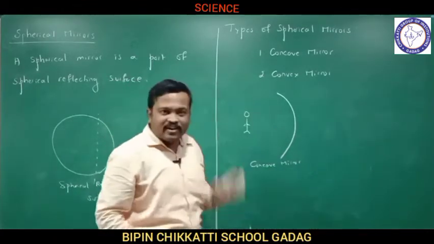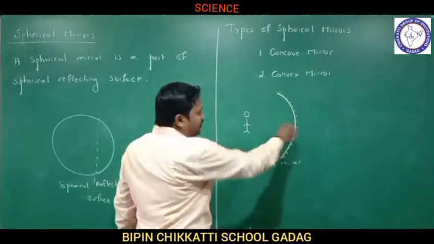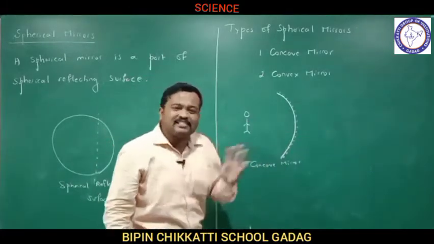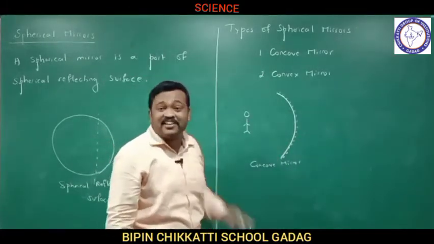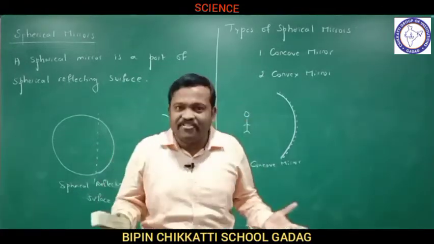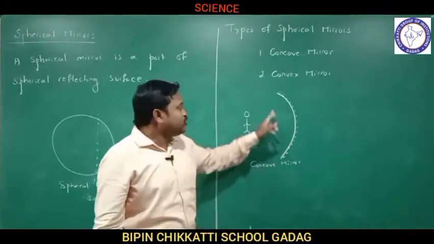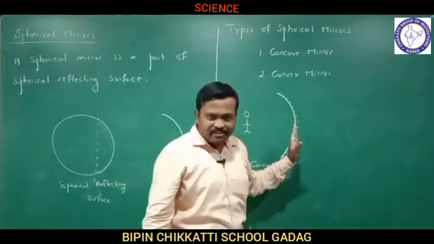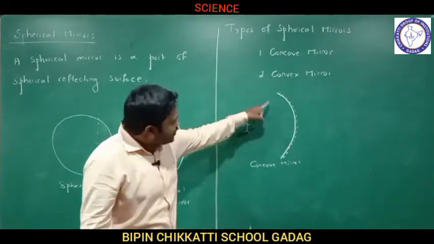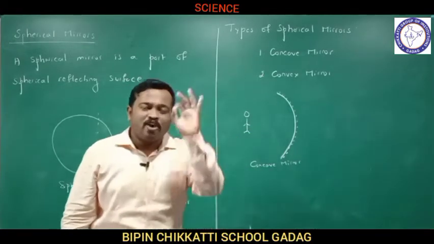This is a curve, and let me call this the silvered surface, or it is wooden, which is the backside here. This is the reflecting surface, right? If you stand in front of it, you can see your face. But if you stand here, you cannot see your face, because the reflecting surface is on this side. If the reflecting surface is inside the curve, then that kind of mirror is called a concave mirror.